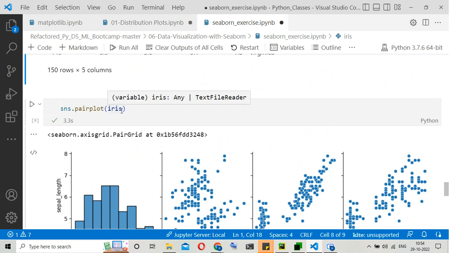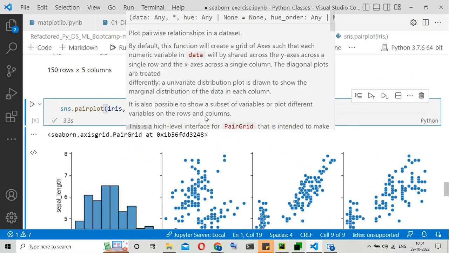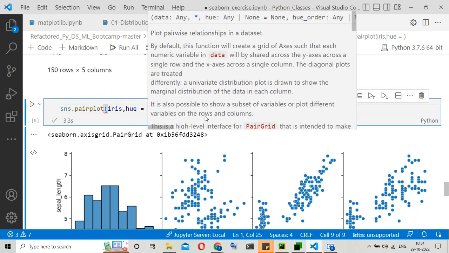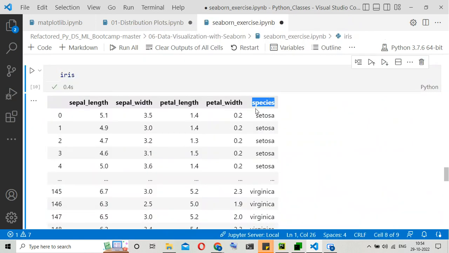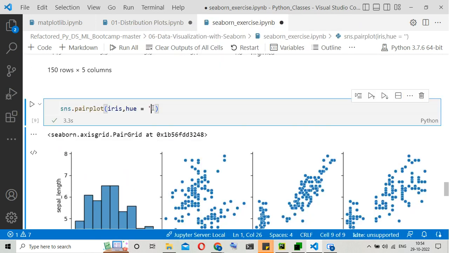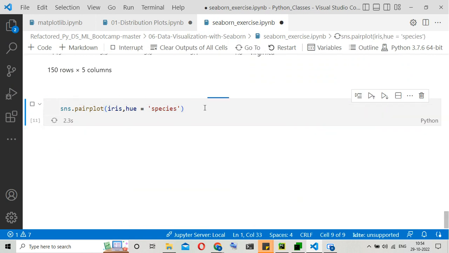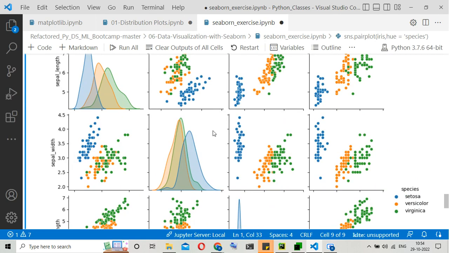Maybe if you put the hue on species, the different species of flower, based on that the size increases and decreases, the petal length and this. So you can find some correlation, and you can clearly see Setosa is very much different from the other ones. Their lengths are different, right?